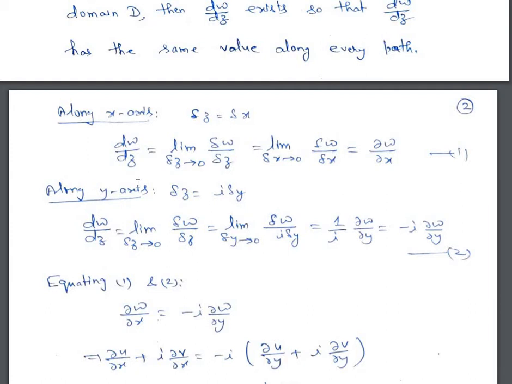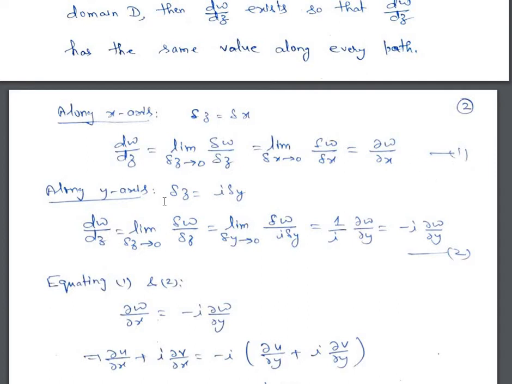So therefore dw/dz, which is by definition the limit as delta z tends to 0 of delta w/delta z. Now in place of delta z, we write here delta x. So this is the limit as delta x tends to 0 of delta w/delta x, which is del w/del x. This is equation number 1.